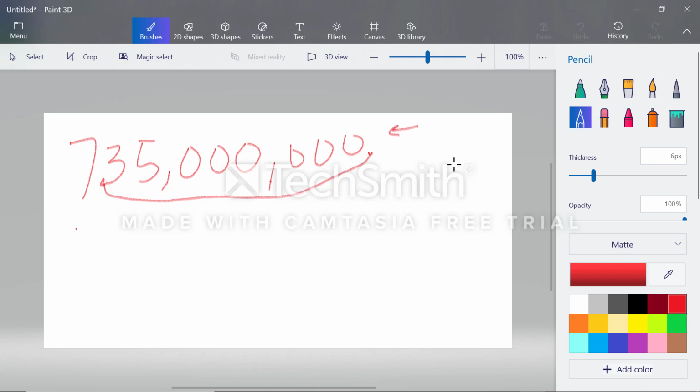So this is going to be 7.35. Remember, all these zeros don't count. There's no value, so I just keep my value here. But I need to count how many spaces did I move. Well, I know I have 6 zeros here, and this would be my 7th and my 8th digit. So this is times base 10 to the 8th power.